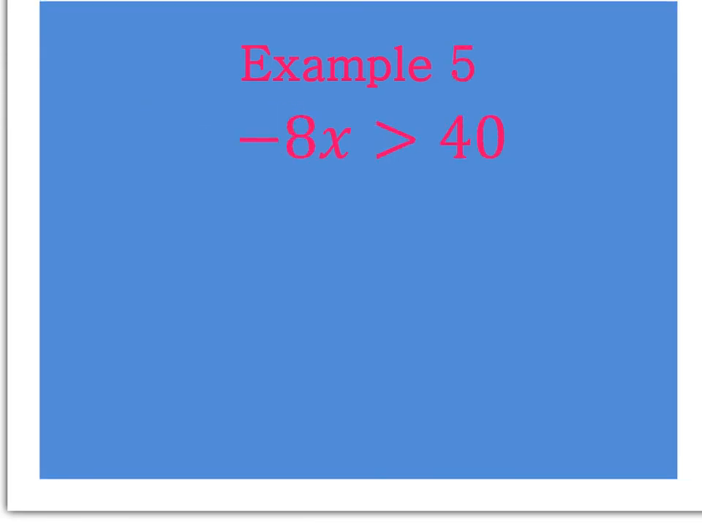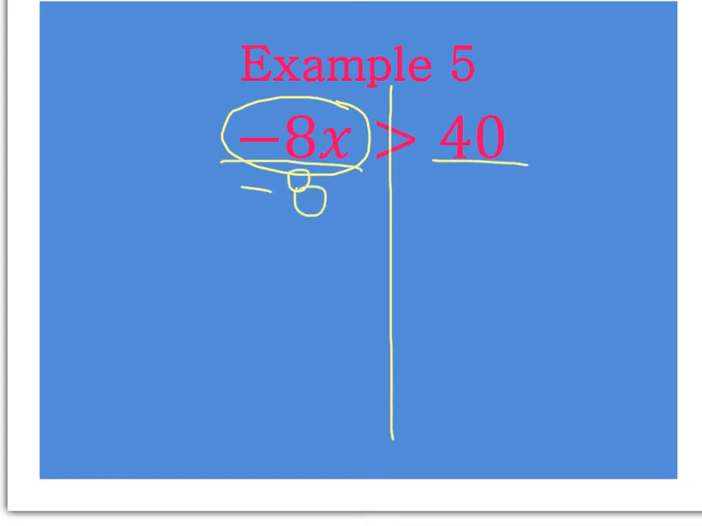Now let's look at example 5. Again, I'm going to separate the two sides with a line. And here is where inequalities are a little bit different than equations. When we look at the side of our inequality that has our variable, we see that negative 8 and x are being multiplied by each other. So therefore, we have to do the opposite, which is division. And so we divide by a negative 8.